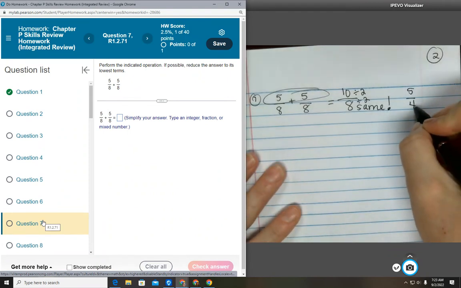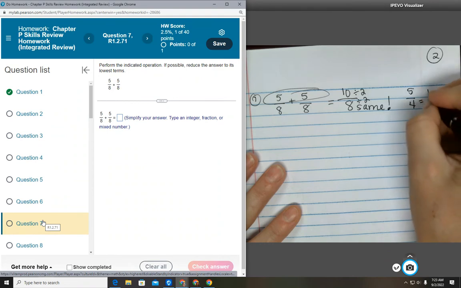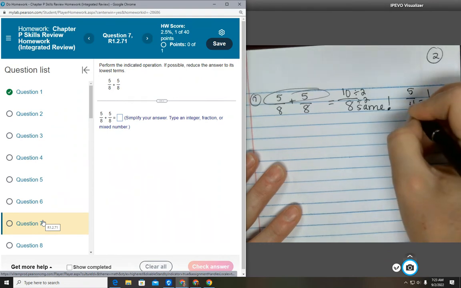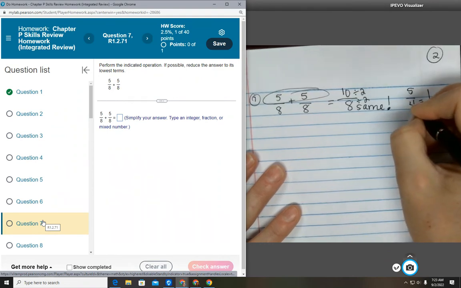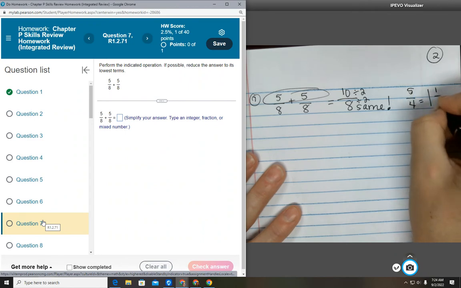Or you can look back. 4 will go into 5 one time. 4 times 1 is 4 plus 1 more, 1/4.